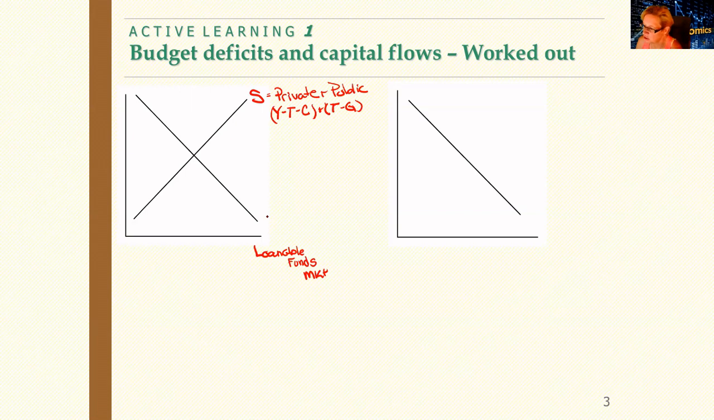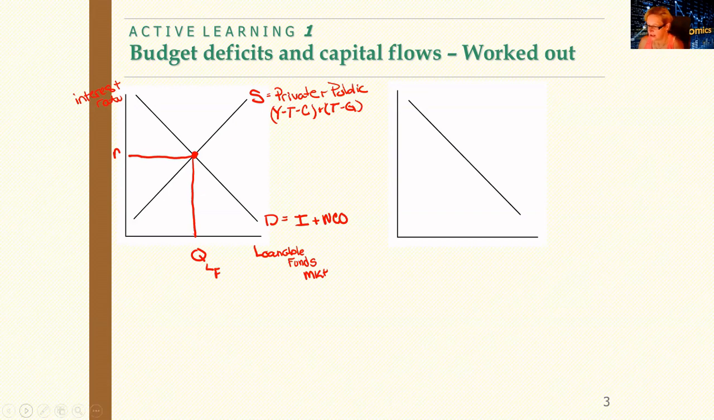We have the demand curve down here for loanable funds. And since we've opened the economy, we already know that it was domestic investment plus net capital outflow. Where these two crisscross will be the real interest rate. So we'll call that R. And this will be the quantity of loanable funds. And this is when we are not running a deficit.